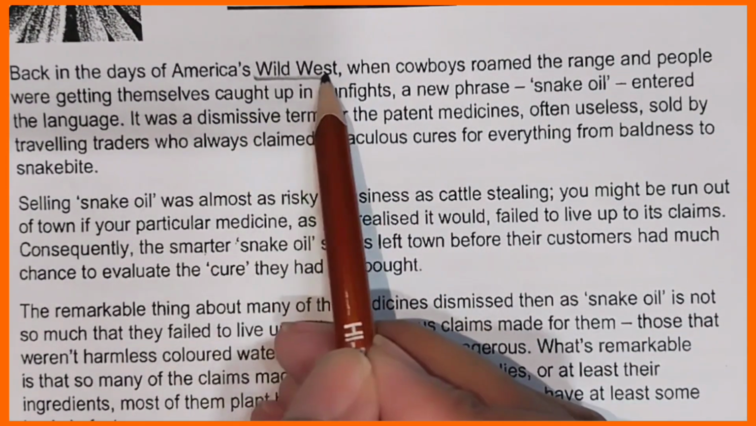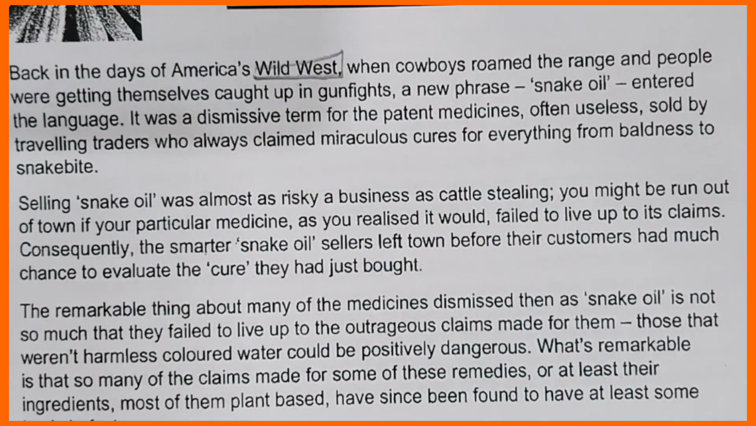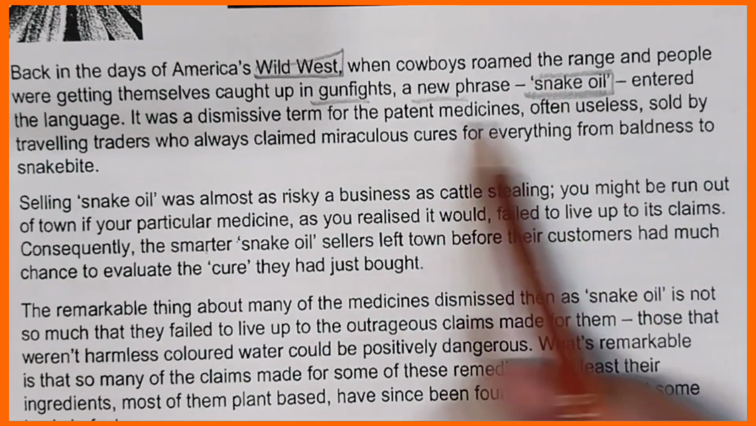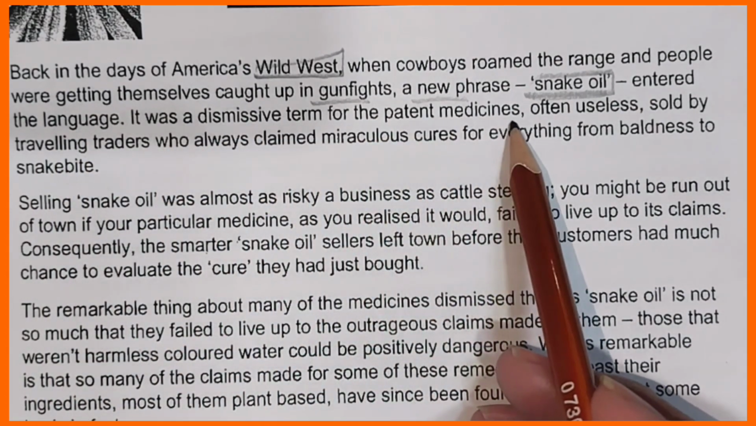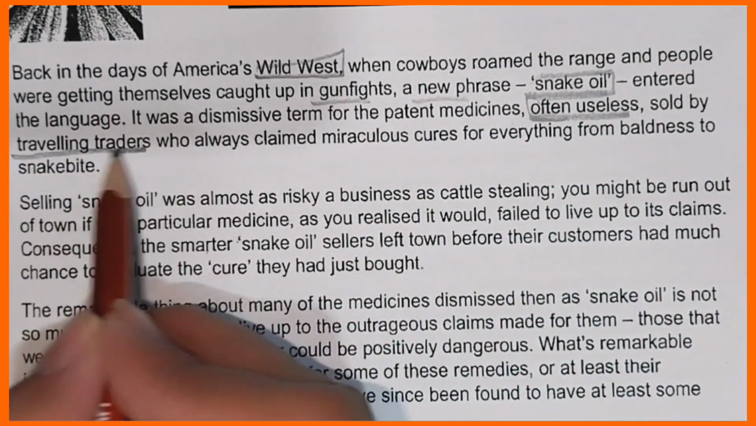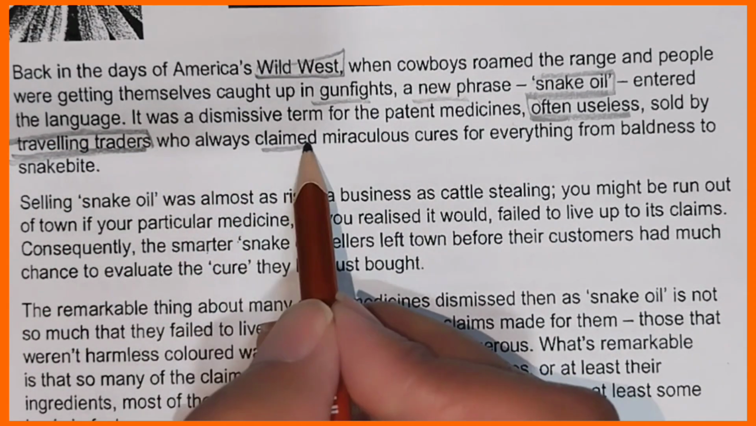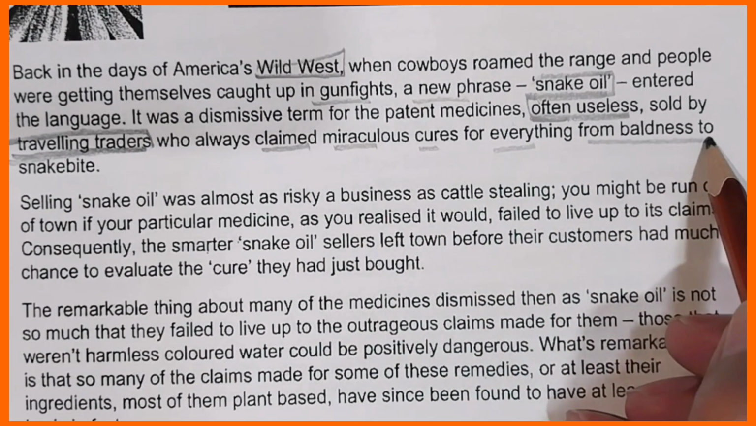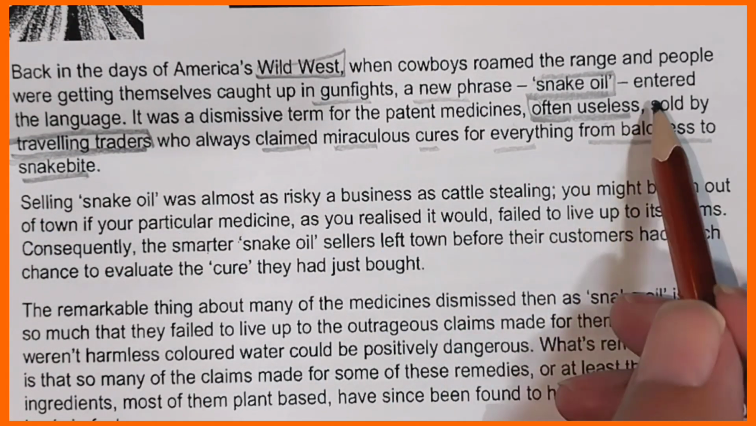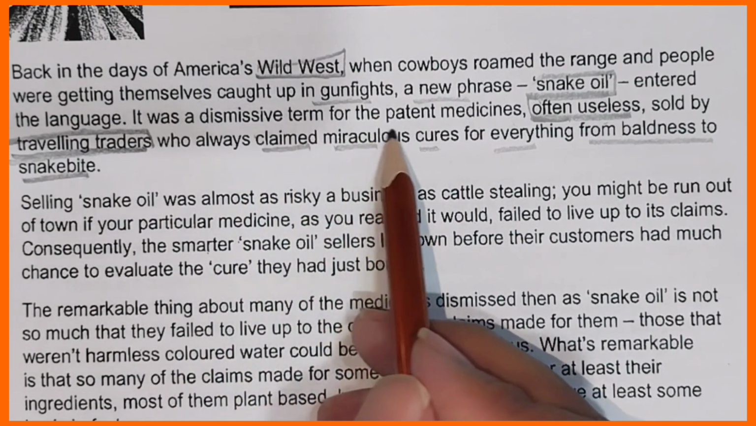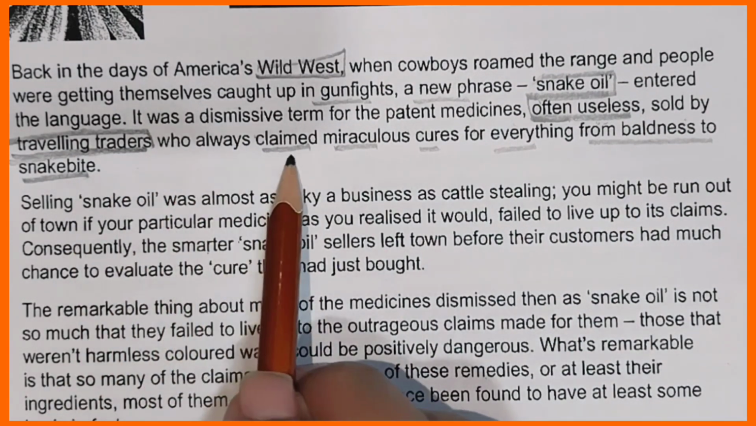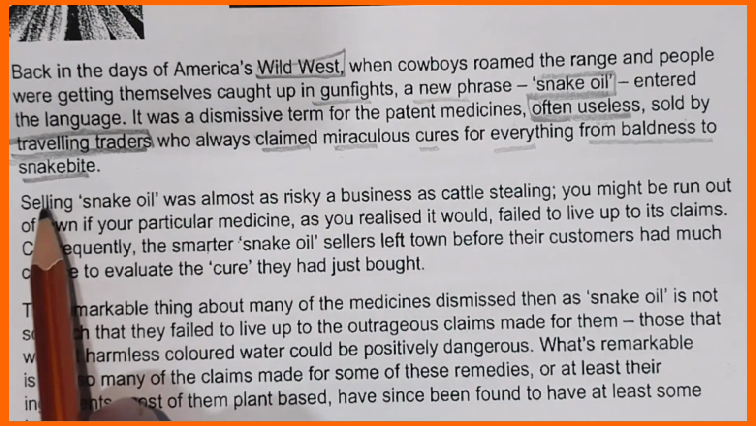Back in the days of America, Wild West, when cowboys roamed the range and people were getting themselves caught up in gunfights, a new phrase, snake oil, entered the language. It was a dismissive term for the patent medicines, often useless, sold by traveling traders who always claimed miraculous cures for everything from baldness to snake bite.